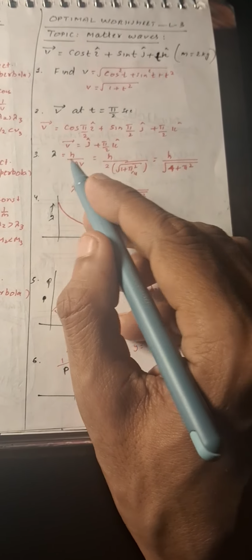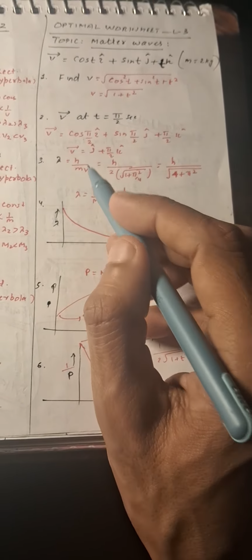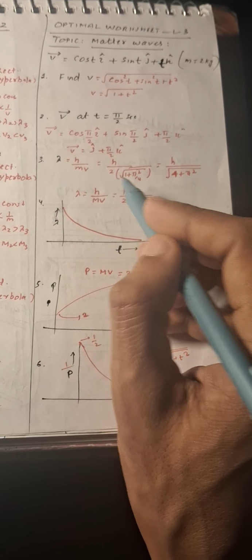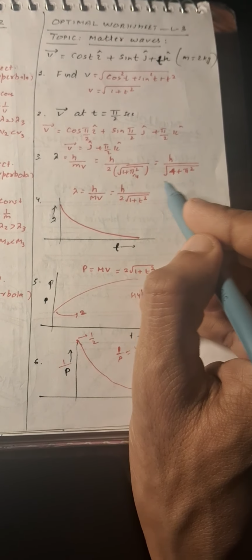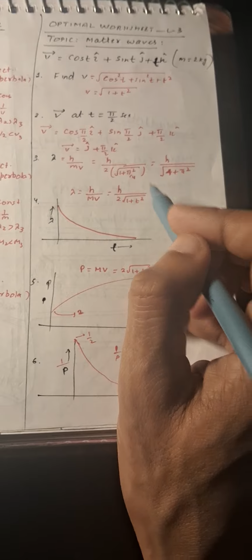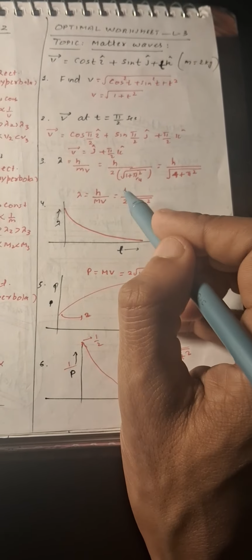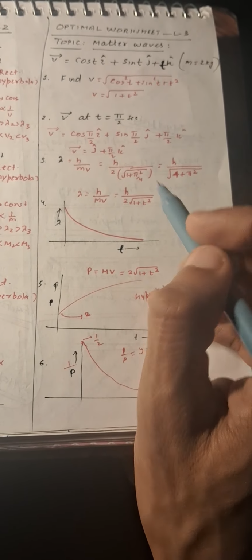Then in another question we have lambda. Lambda is equal to h upon mv. So m is 2 here, v is root over 1 plus pi square by 4, so it comes out to be this. Similarly, as a function of time, lambda comes out to be h by 2 root 1 plus t square.